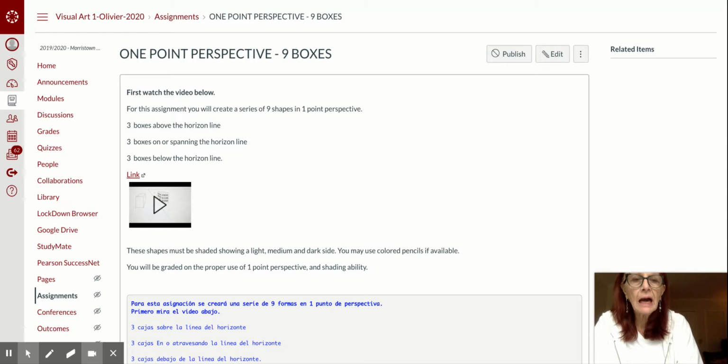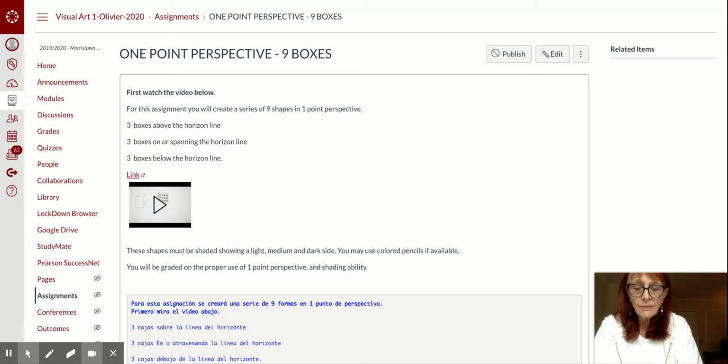Here's a little bit about linear perspective. Linear perspective, as a means to create the illusion of 3D space on a two-dimensional surface, was developed during the Renaissance period in the 15th century.